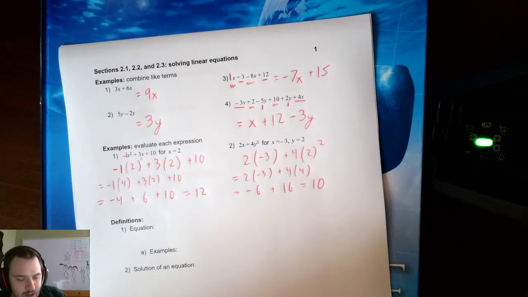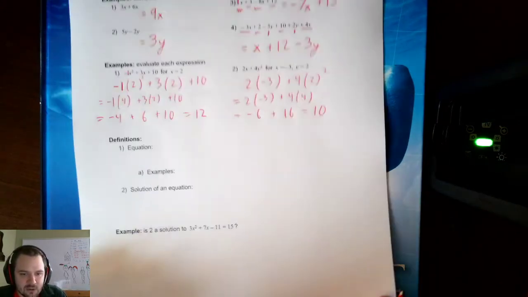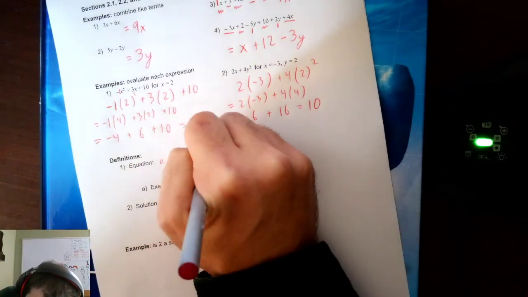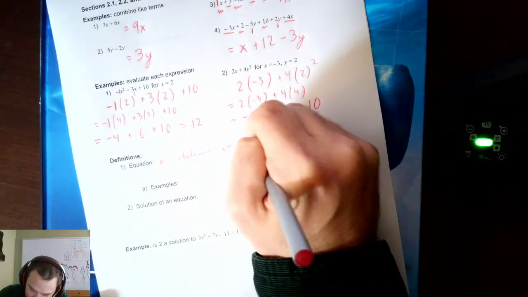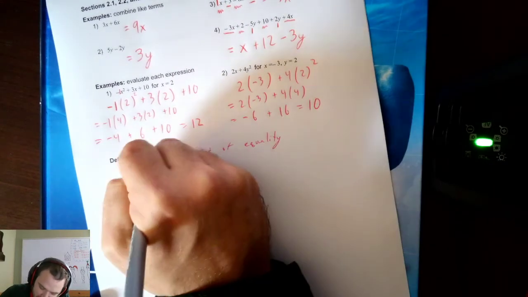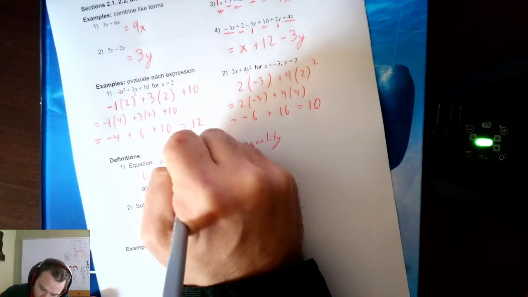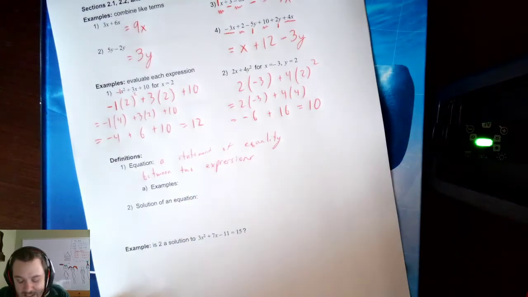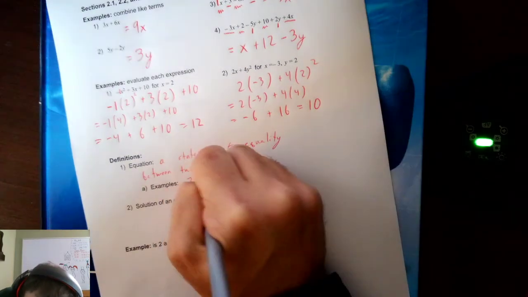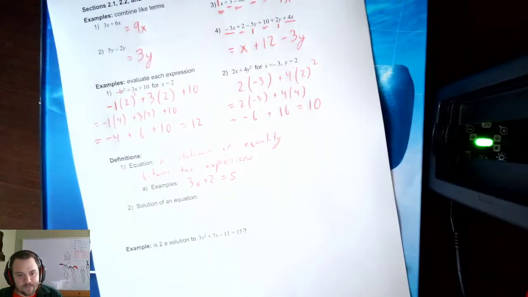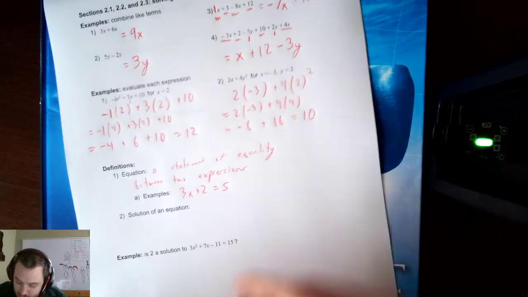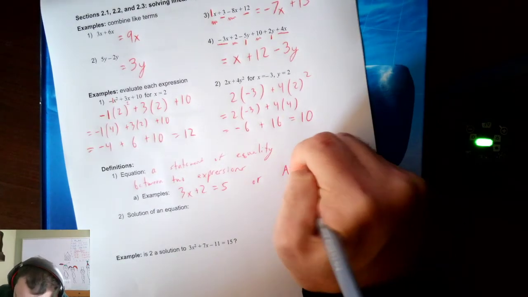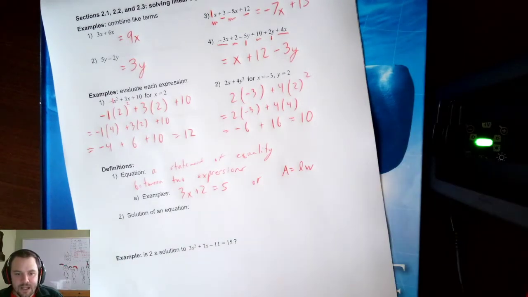Now, we've already talked about equations and expressions a little bit, but let's remind ourselves what an equation is. An equation is a statement of equality between two expressions. Maybe an example of that, maybe we have 3x plus 2 equals 5. That's an equation, right? Or maybe we have area equals length times width. That's also an equation, right?